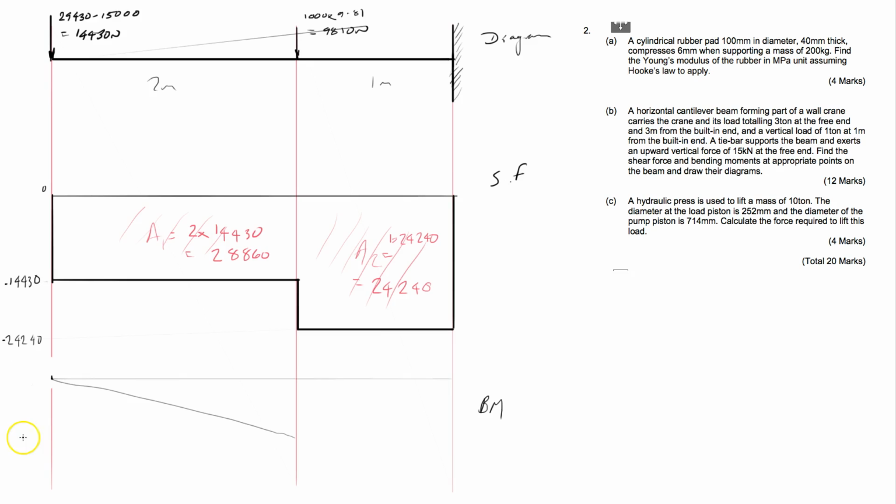This point here, 28860. Next, we're going to add on this value here. So 28860, add, so these two added together will be the next bit. And that turns out to be 53100. So there we have the shear force diagram and bending moment diagram without doing too much in the way of mathematical calculations.